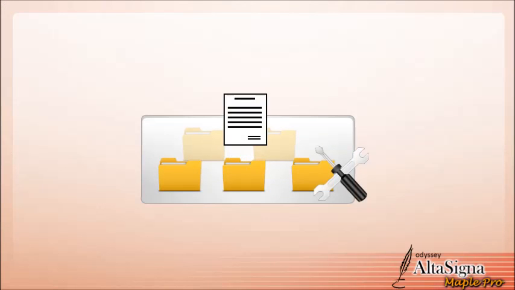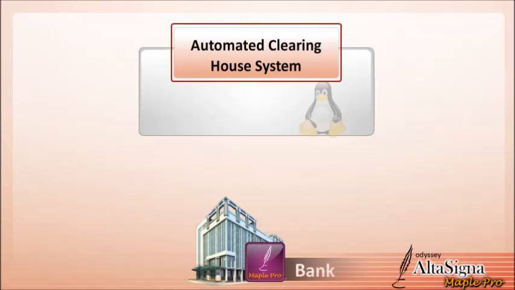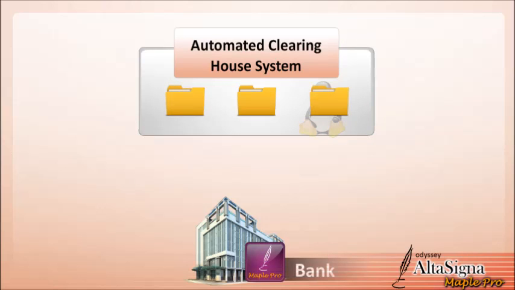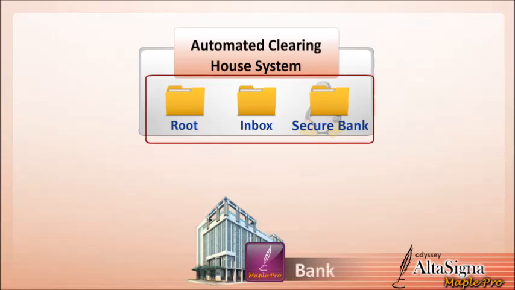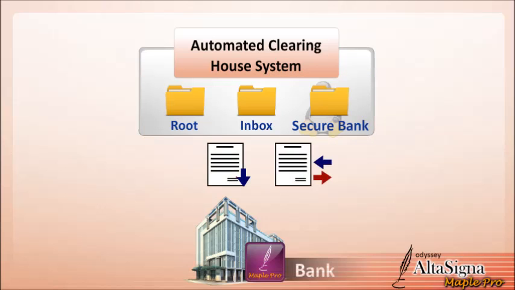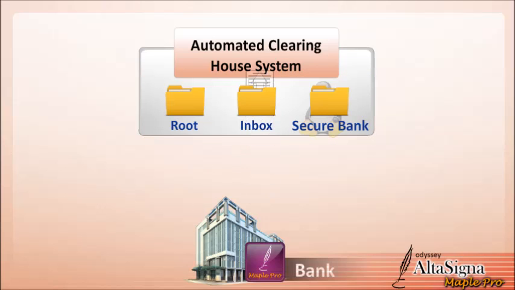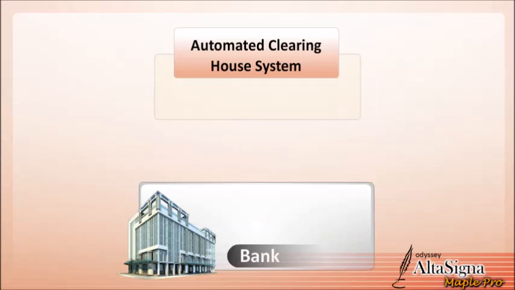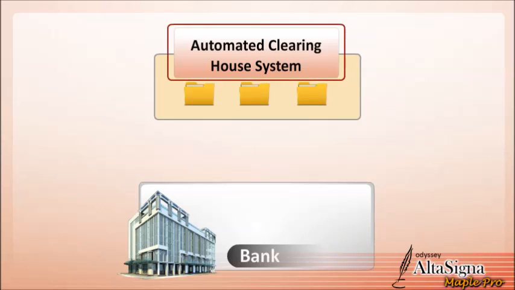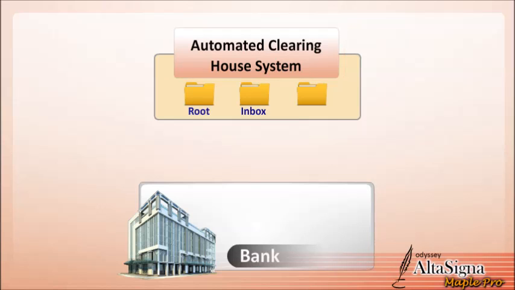You will now have to create and configure the folders where files get saved during transaction. The ACH system will by default create 3 folders in its home directory: root, inbox, and one with the bank name. These folders will be used for storing and processing the files that you upload to the ACH system or download from the ACH system. Now you have 3 folders in the ACH system: root, inbox, and one with the bank name.